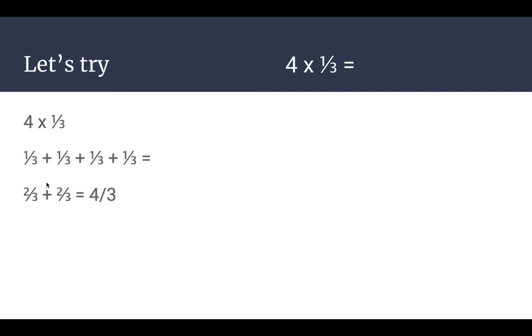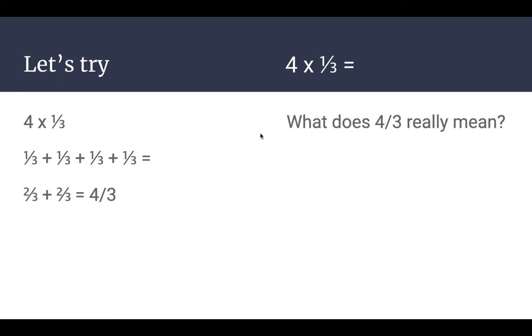I said 1/3 plus 1/3 is 2/3. And then again, I did 1/3 plus 1/3 to get 2/3. My answer here is 4/3. 4/3 is an improper fraction because the numerator, 4, is bigger than the denominator, 3.